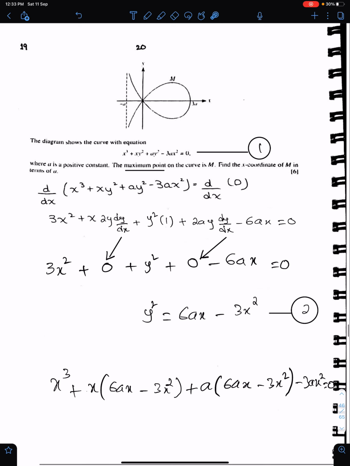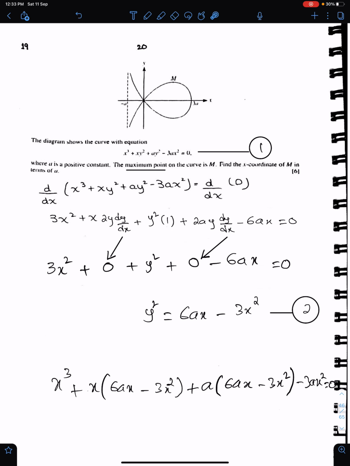Another question of implicit function. Well, first multiplying both sides with d upon dx, we have this equation, and we need the coordinates of the maximum point. This is uv, this is implicit. So copy this here. This is uv. See, this x is u, and this is v prime, 2y dy upon dx. This is v and this is u prime. And ay square will become 2ay dy upon dx, and this will become 6ax.